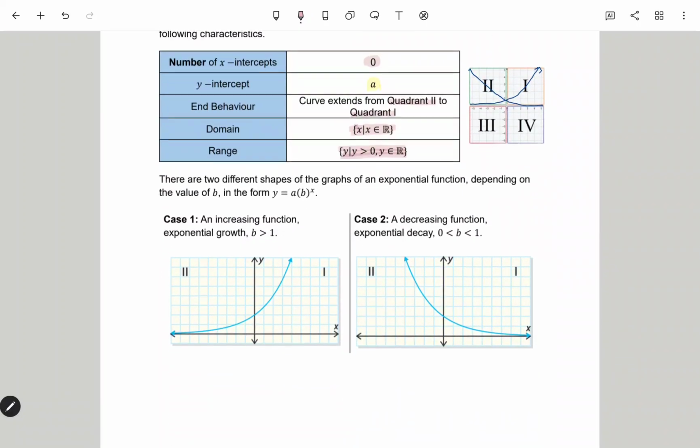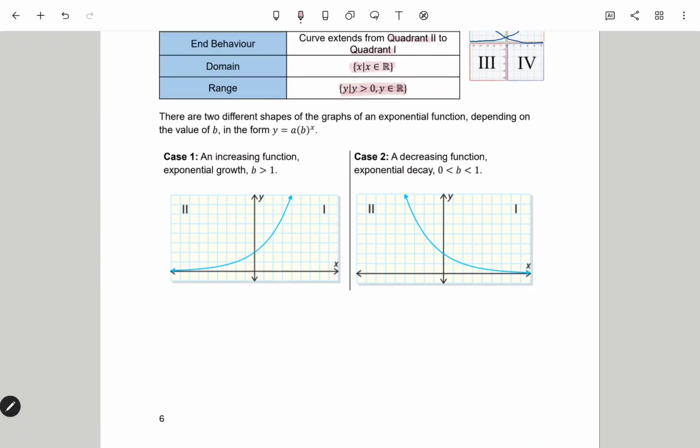So there are 2 different shapes of exponential functions, like I was saying. We have an increasing function, which we call exponential growth. So those were our bacteria, our interest rate, appreciation, anything like that. And we have exponential decay. This is radioactive decay, half-lives, anything like that.